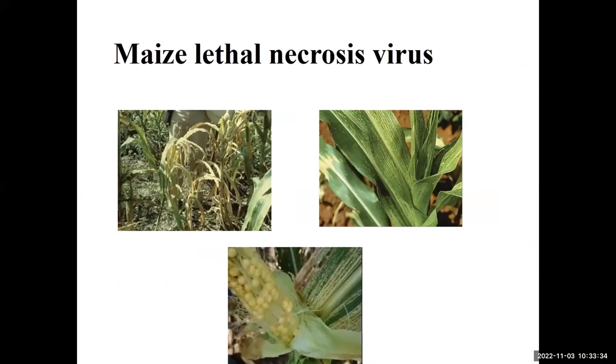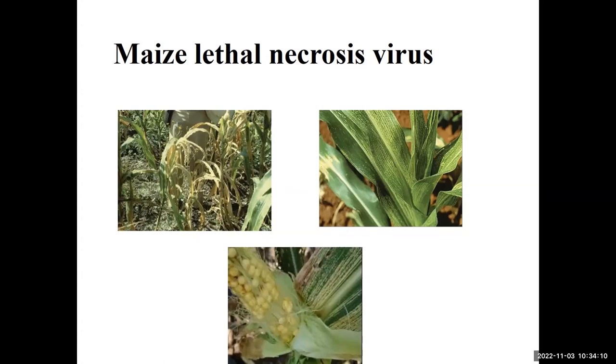We also have emerging diseases like the maize lethal necrosis virus. This is caused by a double infection of two viruses, the maize chlorotic mottle virus and the sugarcane mosaic virus. When these viruses occur singly, they do not cause as much damage. But when the two viruses are combined, they cause losses of up to 100%.